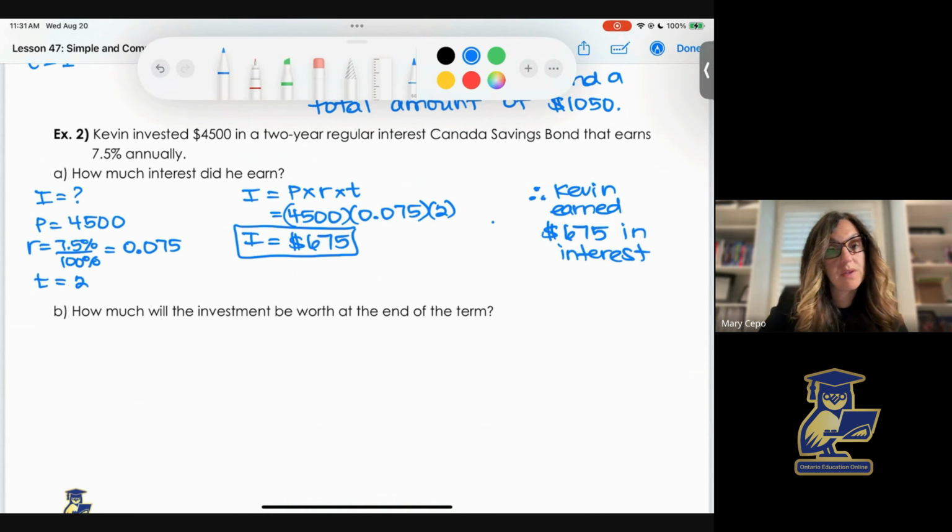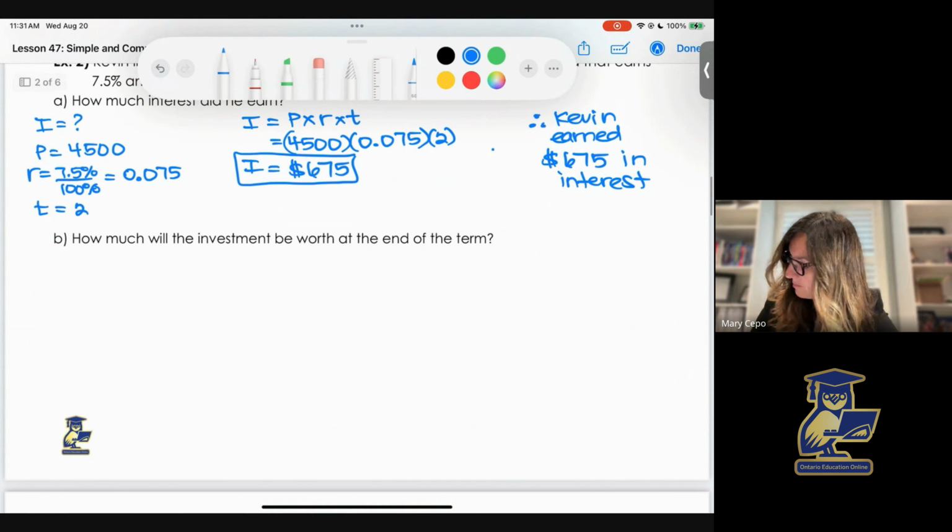Okay, how much will the investment be worth at the end of the term? So again, that would be your final amount. So the investment would be worth the principal plus the interest. The principal, which is 4,500 plus 675, which would be 5,175.